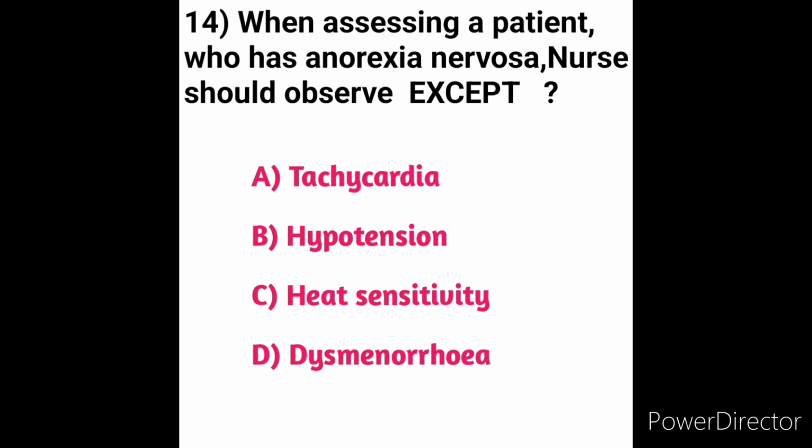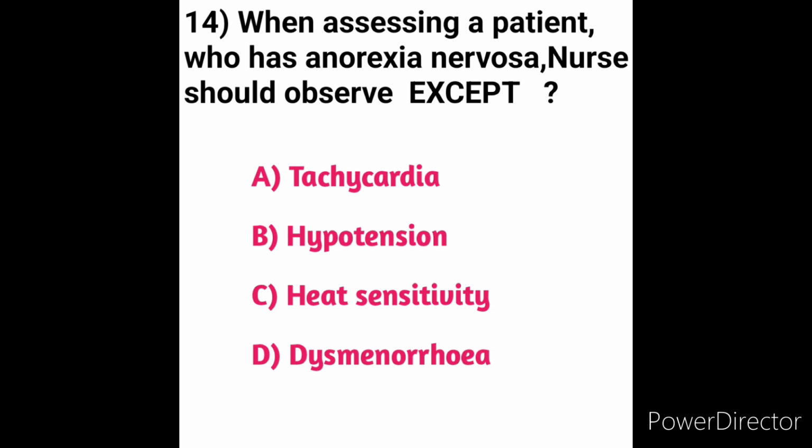What is anorexia nervosa? Anorexia nervosa is one type of eating disorder, also a psychiatric disease. We have two types of eating disorders: bulimia nervosa and anorexia nervosa. Bulimia nervosa is a serious eating disorder marked by binge eating followed by methods to avoid weight gain. Bulimia nervosa is a life-threatening eating disorder.